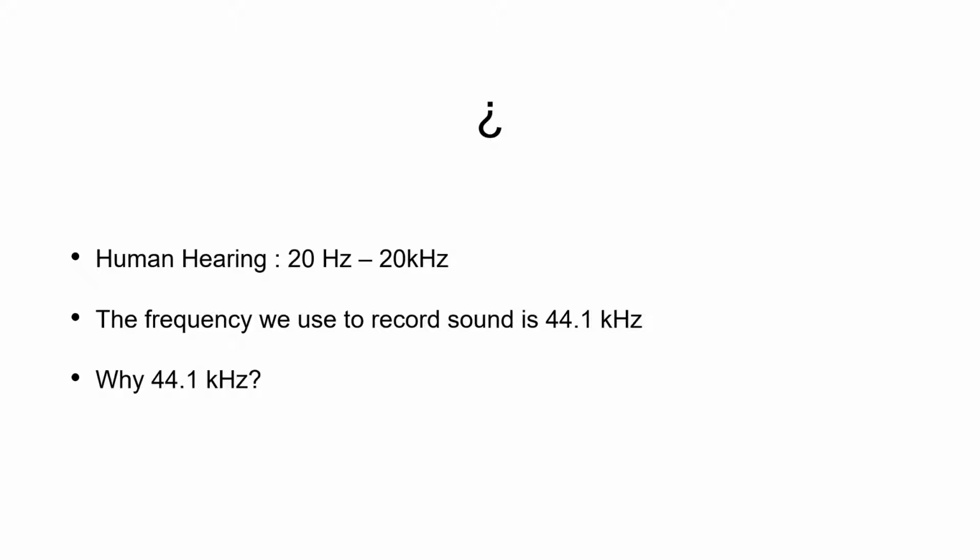And 44,100 Hz is way higher than the human's natural hearing range. So why are we going to use 44.1 kHz? Maybe the Nyquist-Shannon Sampling Theorem could give us an answer.